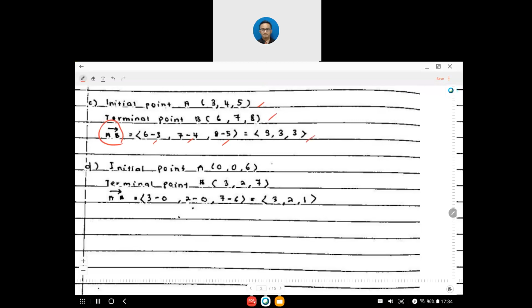And then the last one, the initial point is (0, 0, 6). And then the terminal point is (3, 2, 7). So the vector AB equals (3 minus 0, 2 minus 0, 7 minus 6). And then you get (3, 2, 1). That one is for question 2. Okay? Can you understand?